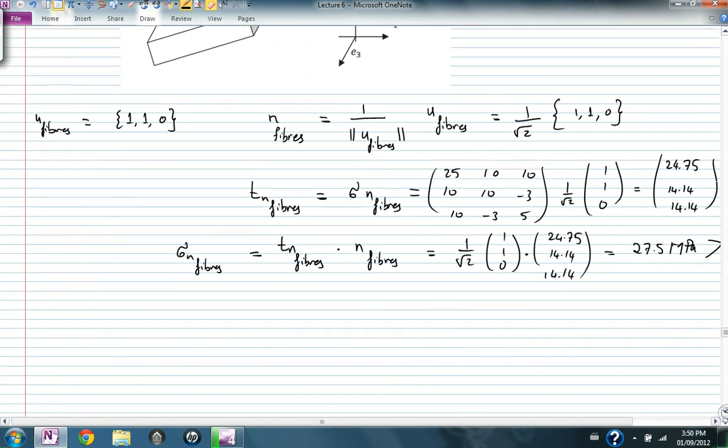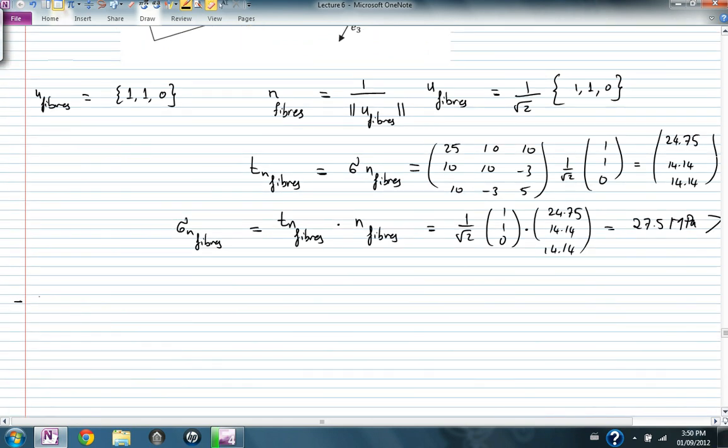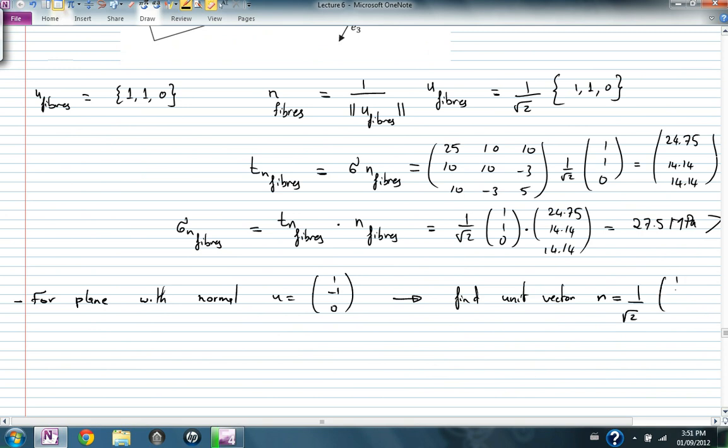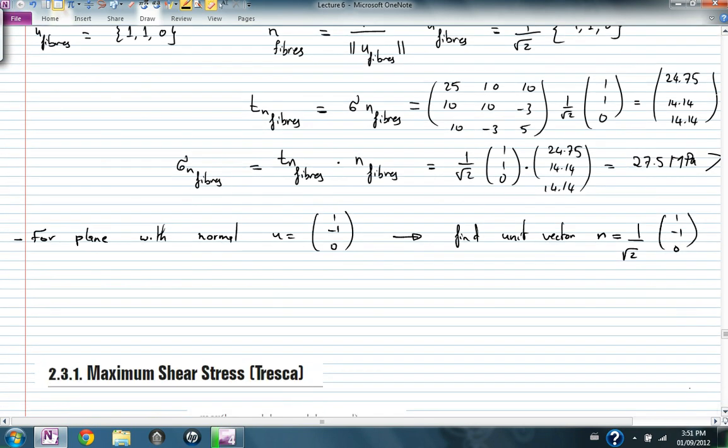Now for the other plane, for the plane with normal U equal 1, negative 1, 0, the first thing I have to do is find the unit vector. In this case, N will be equal to 1 over root 2, 1, negative 1, 0. I just normalized the vector, found the vector whose norm equals 1.